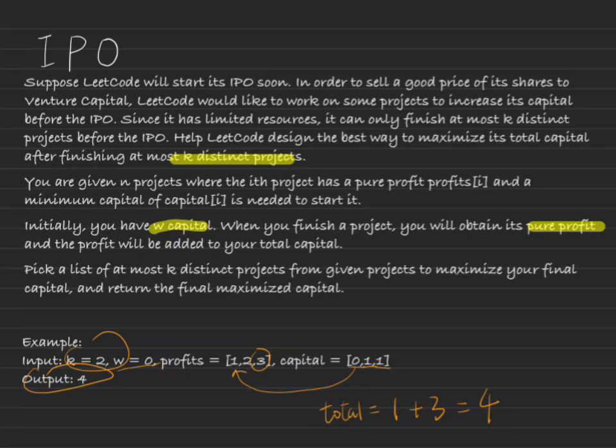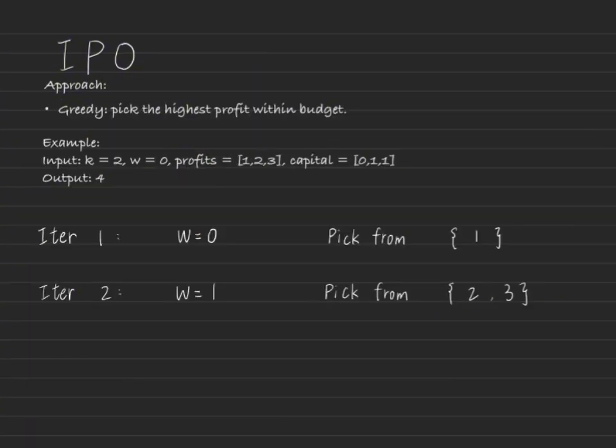How do we solve this? Pause here if you'd like to think independently for a moment. The key thing to identify here is that this is a greedy problem. We need to always pick the project with the highest profit. However, the amount of capital we have is limited and depends on what projects we choose. So to add on to my previous statement, we should always pick the highest profit that's within our current budget.